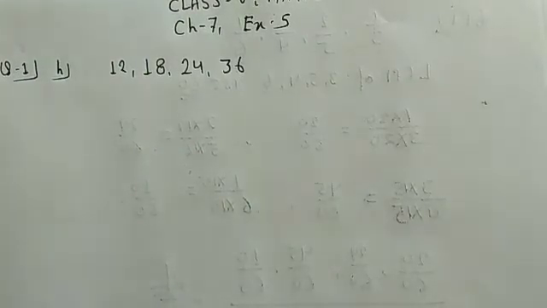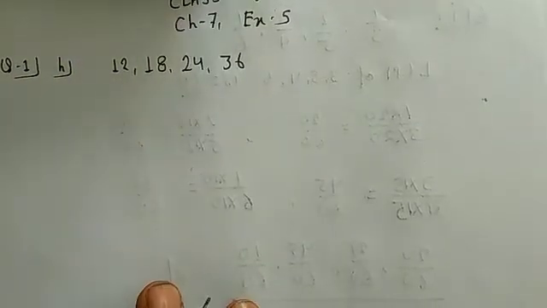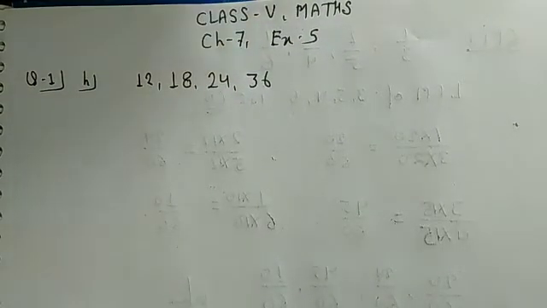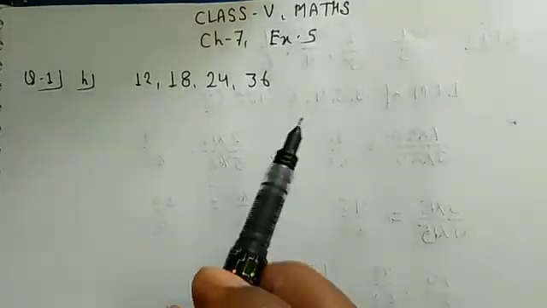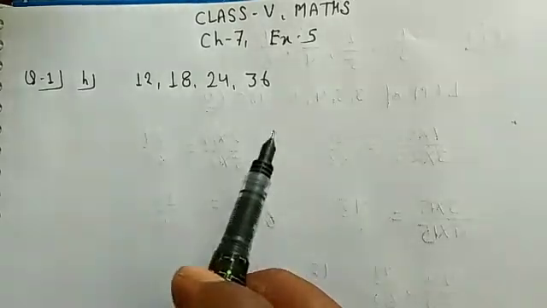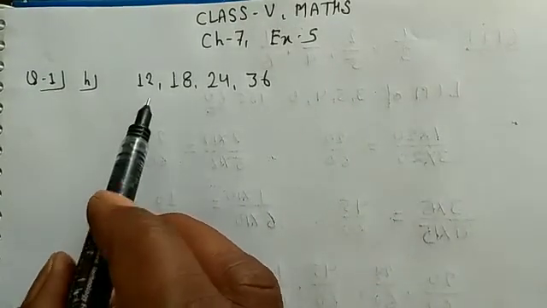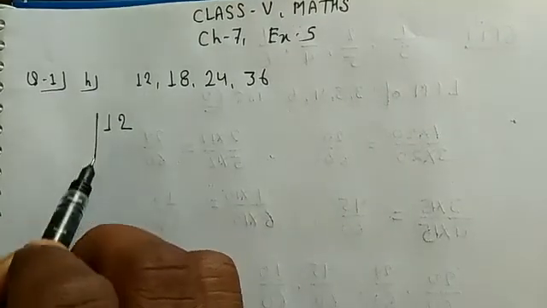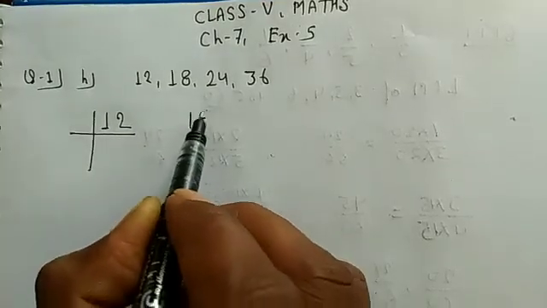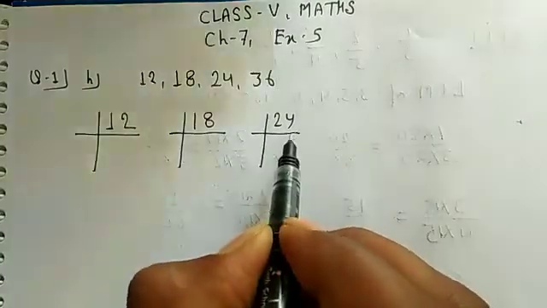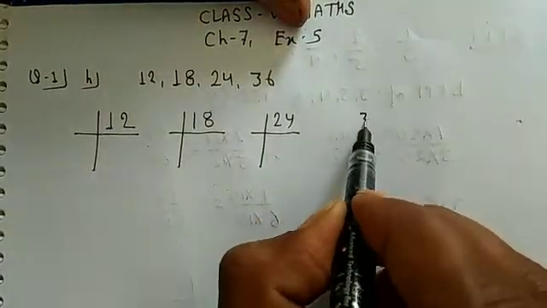That is 12, 18, 24 and 36. The method is prime factorization. We can find out the prime factors of the number by two methods, that is factor tree method and division method. So division method we will follow. Find out the prime factors one by one of all the numbers, that is 12, 18, 24. One by one we will find the prime factors of all the numbers, that is 36.